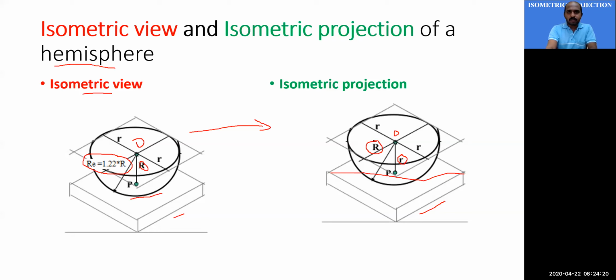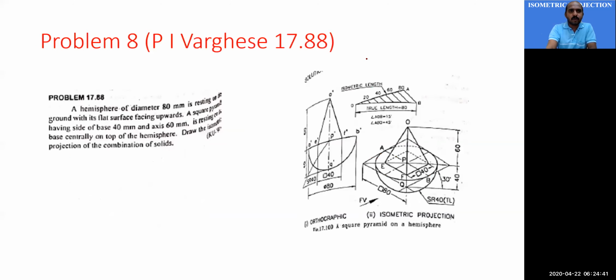Now let us discuss a problem. I hope you get an idea about the difference between isometric view and isometric projection in the case of a hemisphere. Actually it is a combination. The top face is a circle and the circumference appears as a sphere. This is a problem from the textbook. Just read the question.